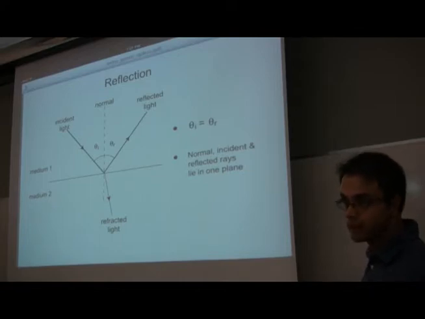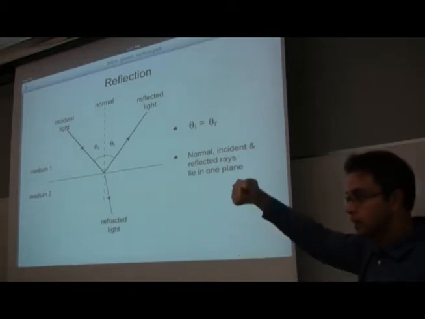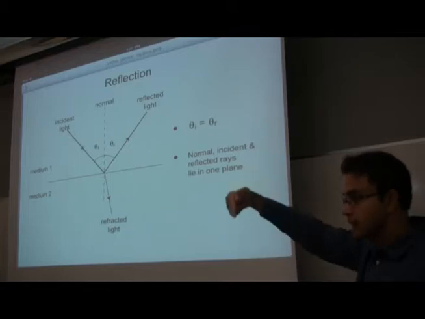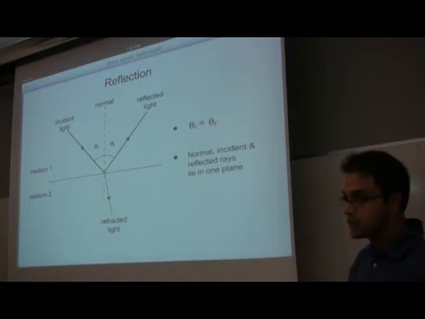Okay? That will become important later on. So what that means is that if you have a curved mirror, and light coming in at some strange angle, we know the normal. That is how you determine where the reflected ray is going.